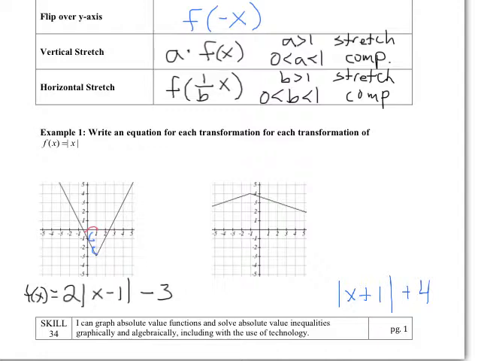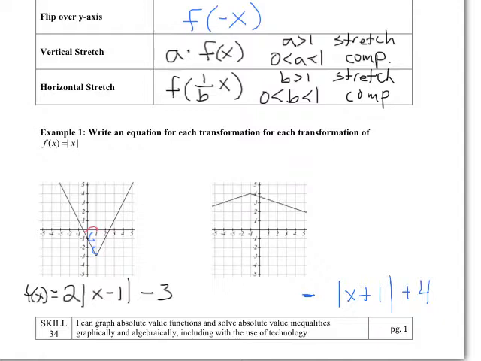It's also been flipped over a vertical flip. So that is going to be taking all of our y values and making them negative. So that negative tells us to flip it.